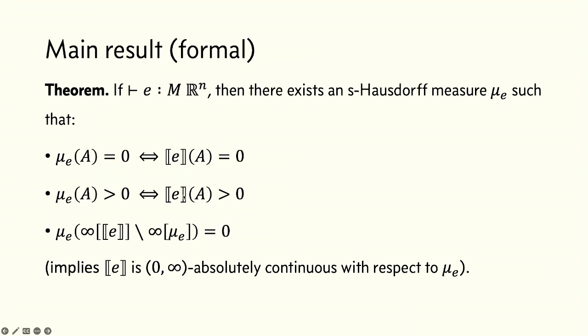Whenever we have greater than 0, it's also greater than 0. And then this last part is important when your measure is not sigma finite. I'm not going to go into detail, but I'm happy to talk to people about it afterward. It's related to a condition that has been previously defined for this notion of 0 infinity absolute continuity.